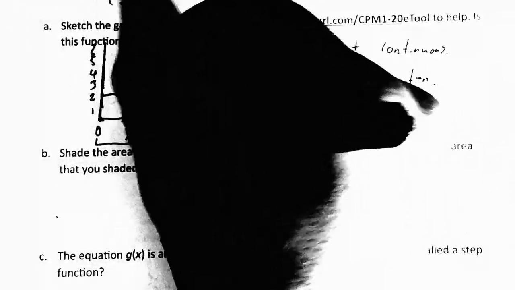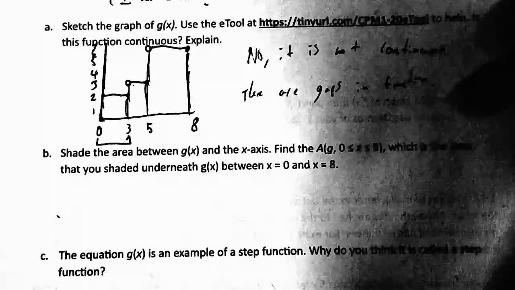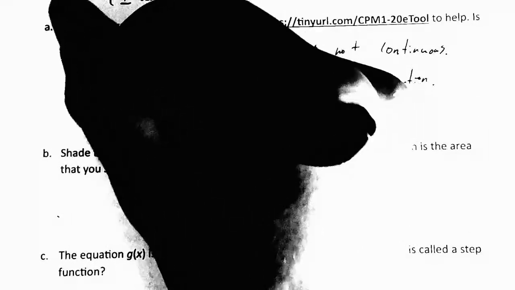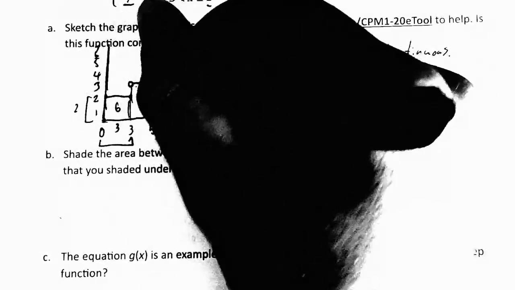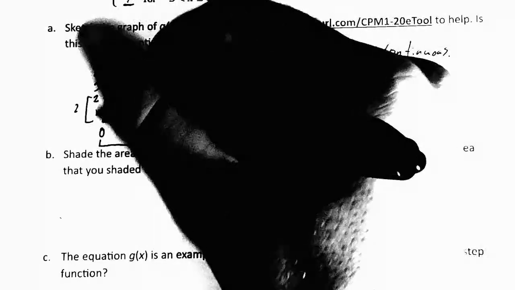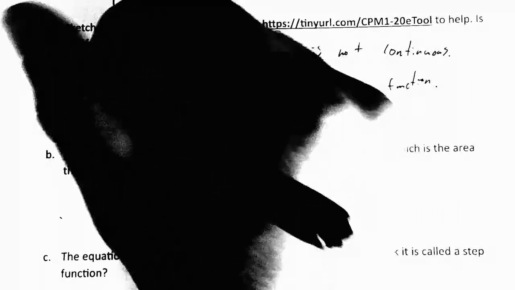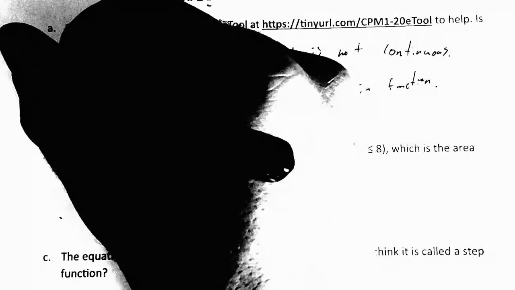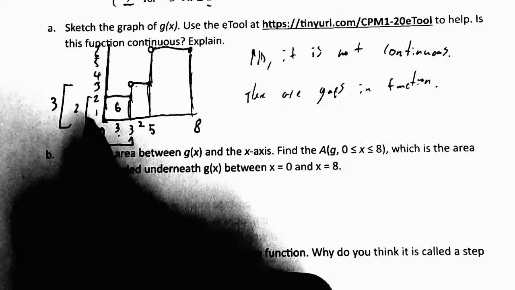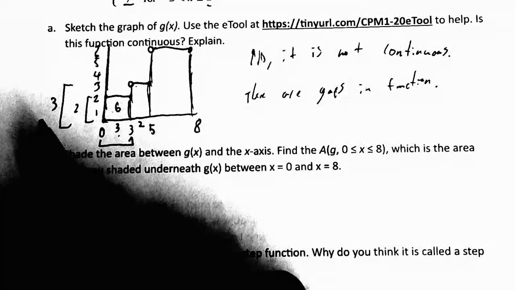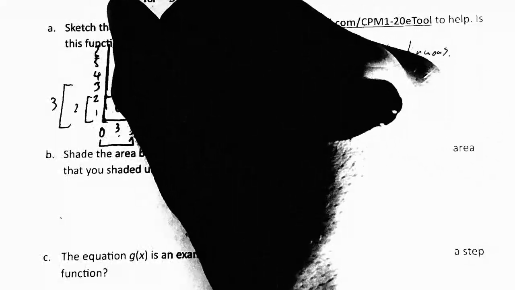So the area from 0 to 3, remember, area of a rectangle is base times height. So this is 3 by 2. So this right here is 2. 2 times 3 is 6. Here we have 3 to 5, that's 2 by 3. From here to here, that's 3. So here, 3 by 2 is 6. 2 by 3, that's also 6.